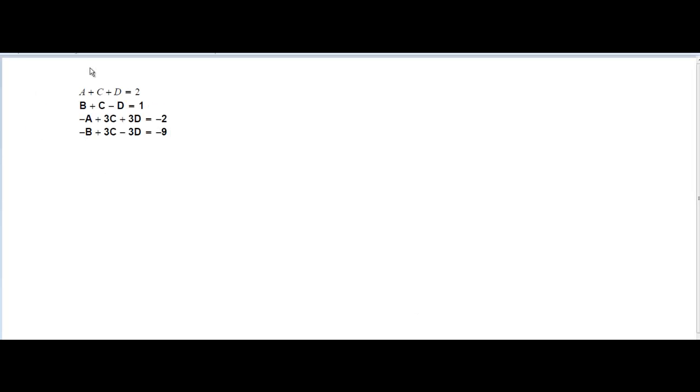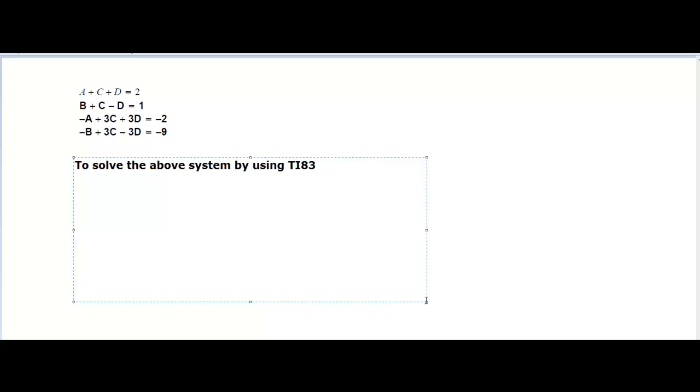And then it'll be just simple power rule application, right? Makes sense? So what we want to do is this here, look right here. I'm going to post it for you, so don't worry about writing it down. I'll post it even as we talk. So to solve the above system by using say TI-83, right? Makes sense? So first we will do what?